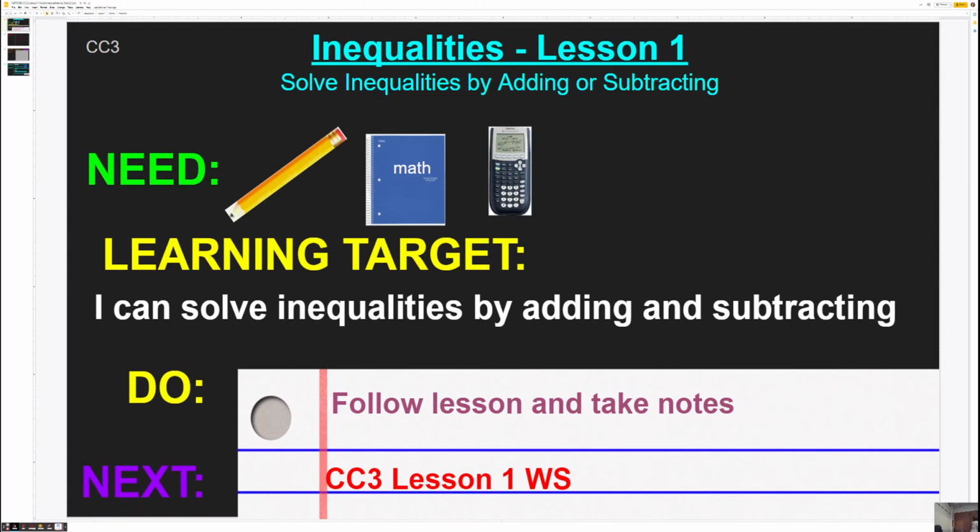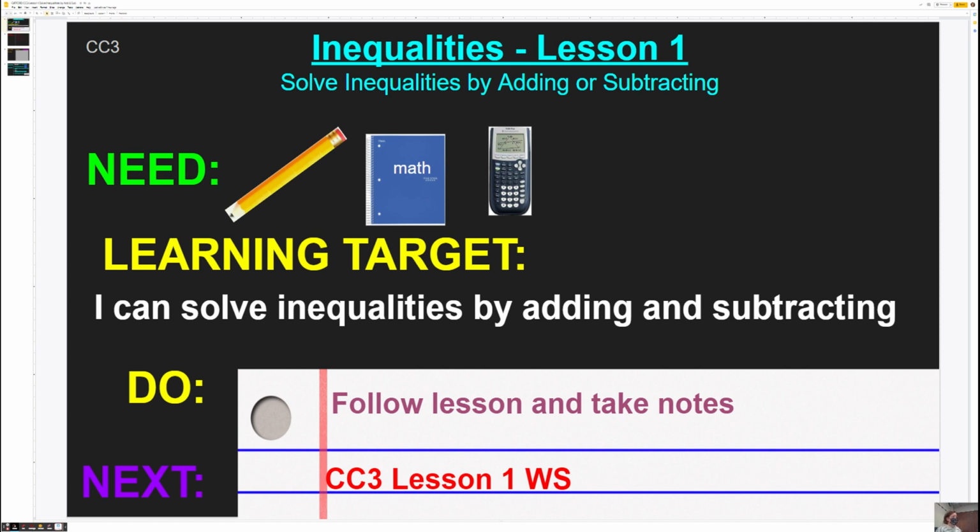I've got access to my little writing tool. And then also getting in the habit of labeling our paper: Inequalities, Lesson 1, Solve Inequalities by Adding and Subtracting. Those of you who are in person, if you could please close your Chromebooks while we do the lesson, that would be great.